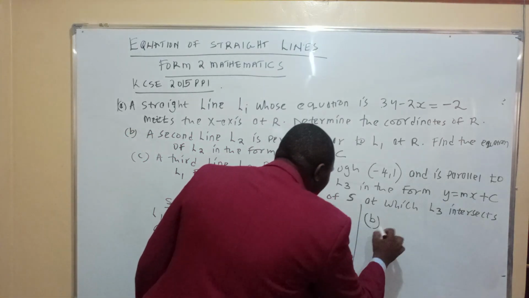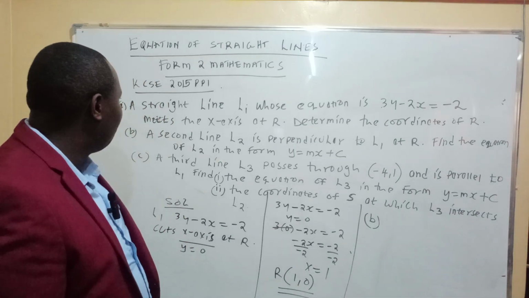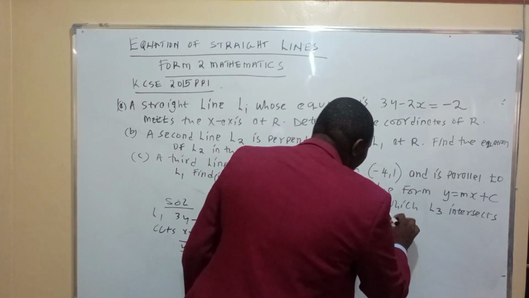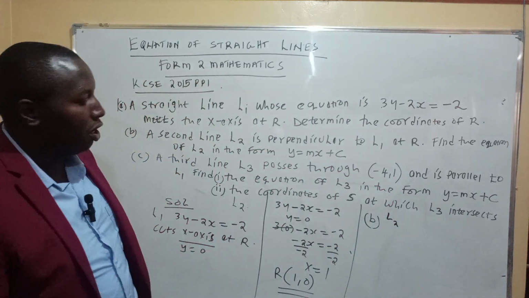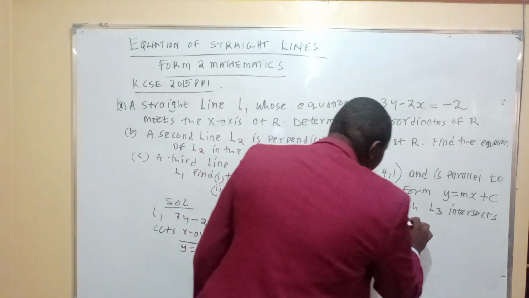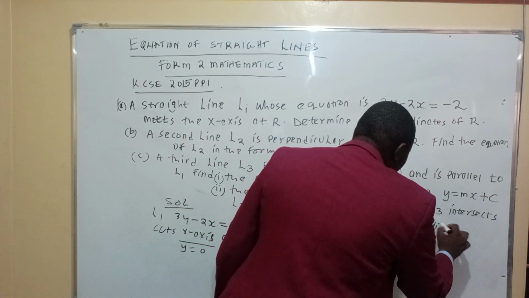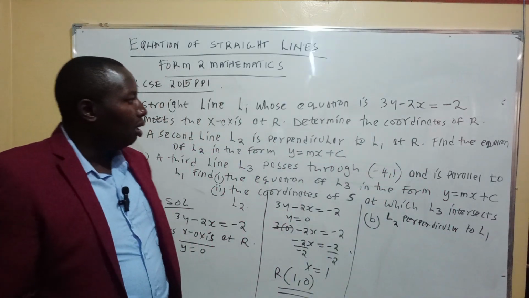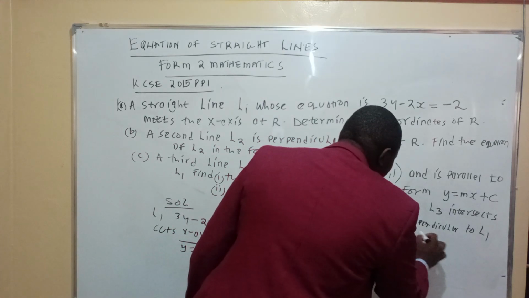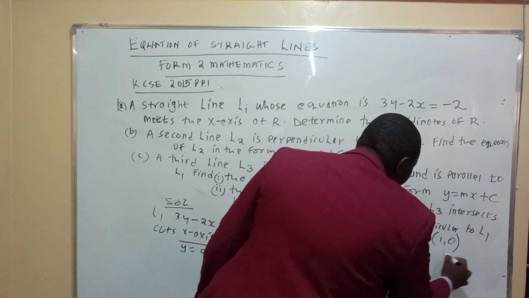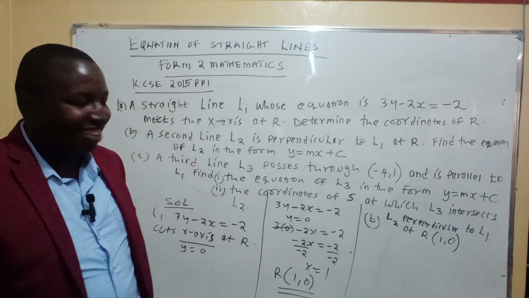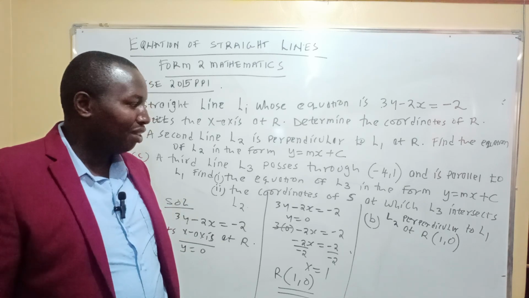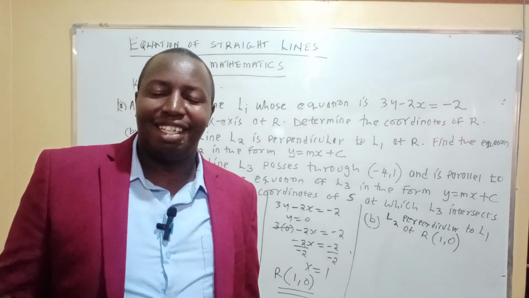Which is part B of our question. A second line L2 is perpendicular to L1 at R, where R is (1, 0). So you must get the value of R correctly for you to proceed. This is the concept the examiner is testing here.